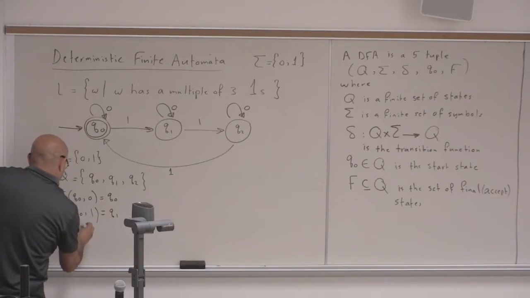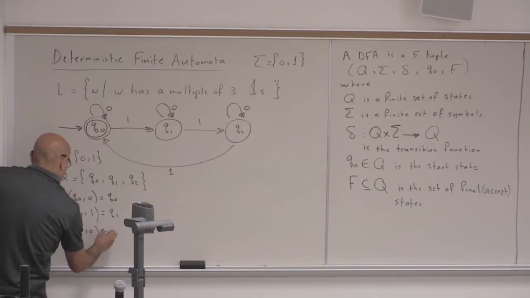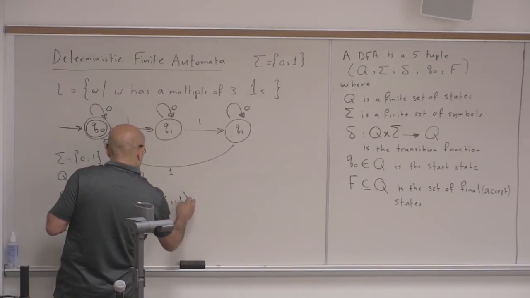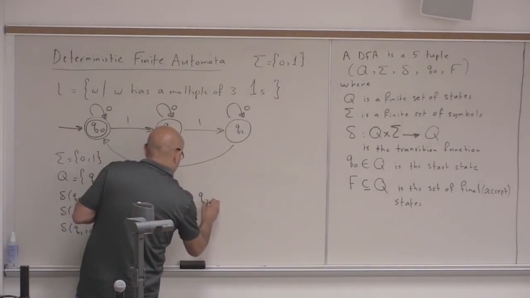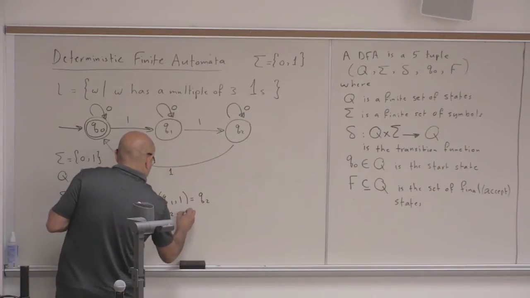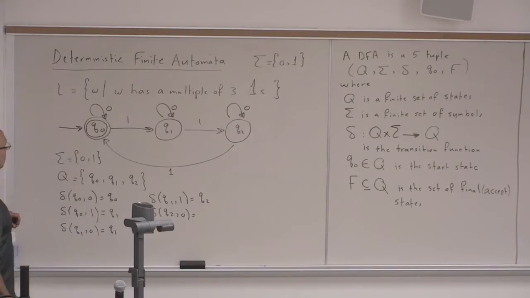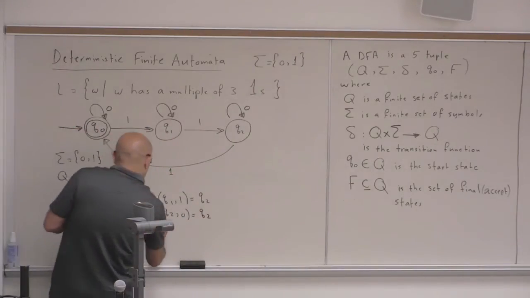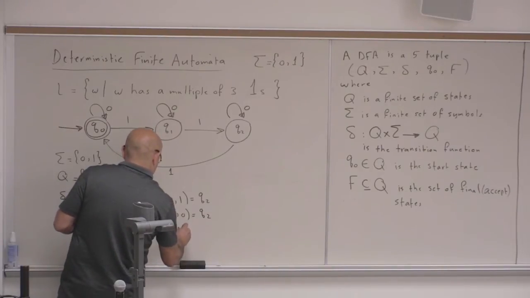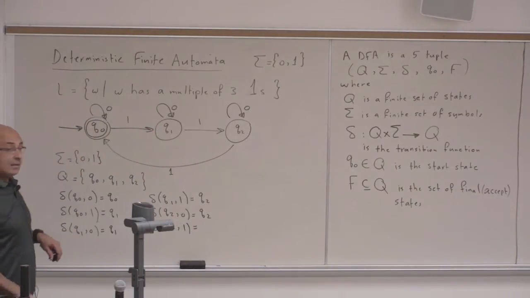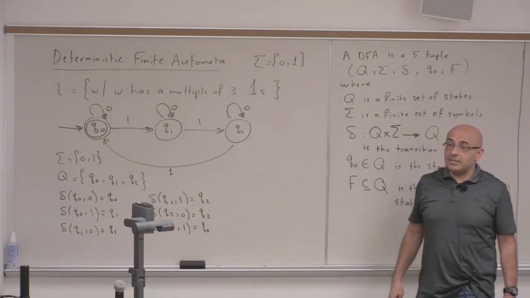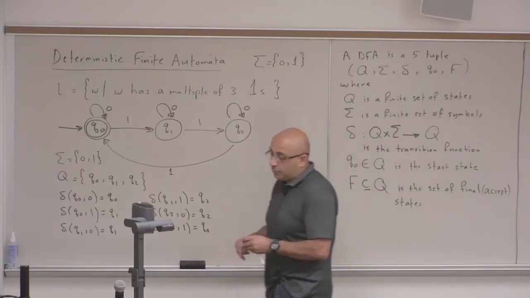Delta of Q1 and 0 is Q1. Yeah, Q1. Delta of Q1 and 1 is Q2. Delta of Q2 and 0. What's delta of Q2 and 0? Q2. And delta of Q2 and 1 is? So now we have enumerated all six transitions. We define the function here by specifying the transition for every possible input or for every possible argument.